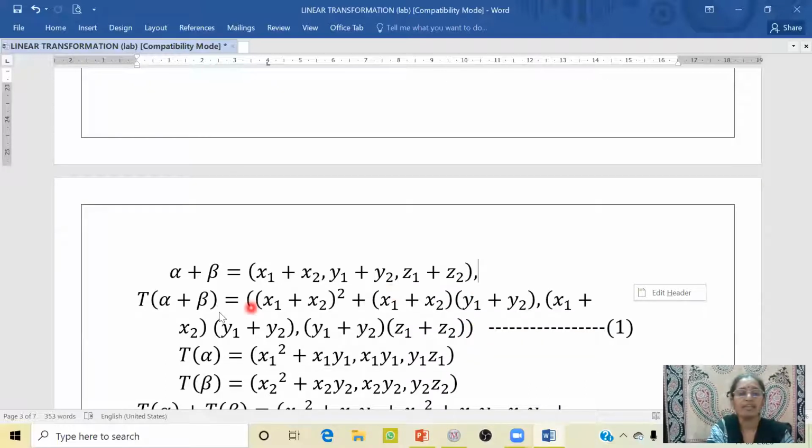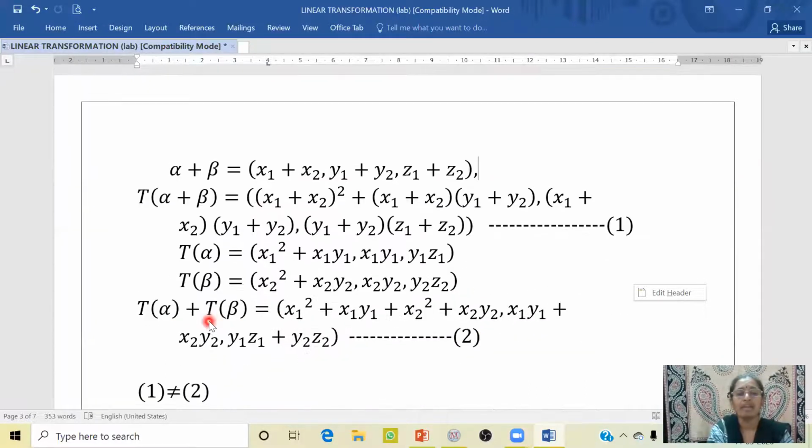Let us apply the transformation T on alpha plus beta. By the definition of T, we get x1 plus x2 whole square plus x1 plus x2 into y1 plus y2, comma, x1 plus x2 into y1 plus y2, comma, y1 plus y2 into z1 plus z2. Mark this as expression 1. Next, let us apply T on alpha, and we get x1 square plus x1 y1, comma, x1 y1, comma, y1 z1. Similarly, T of beta gives you x2 square plus x2 y2, comma, x2 y2, comma, y2 z2.